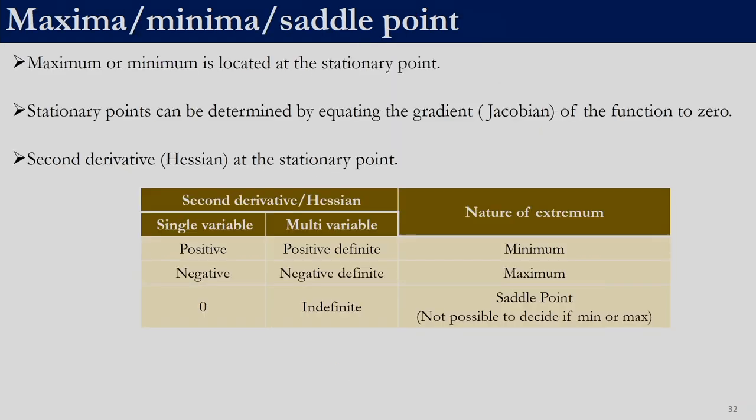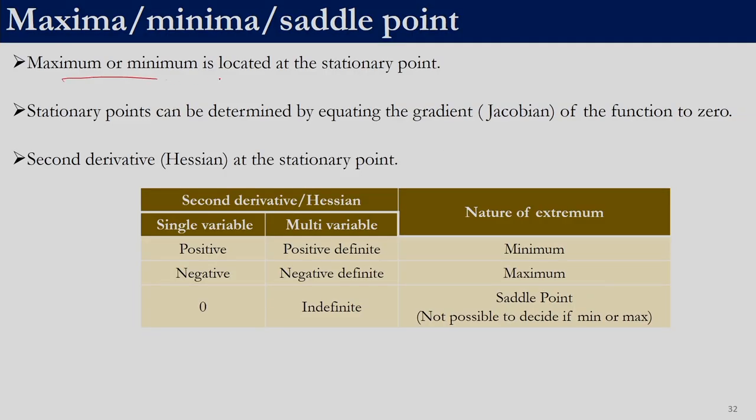Now let's come back to single objective optimization. First we'll see how to find the optima for a single variable problem, right? There is only one decision variable whose value is to be found. Again, we are not considering the case wherein constraints are there. So we have an unconstrained, single variable optimization problem. In that case, the maxima or minima is located at the stationary point. You would have come across stationary points in your higher secondary education, right? Those can be determined by equating the gradient of the function to zero.